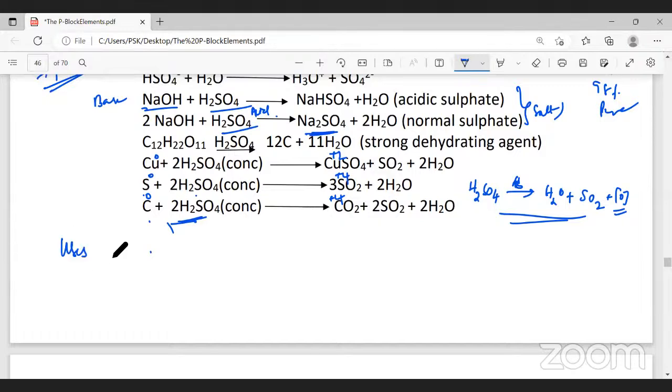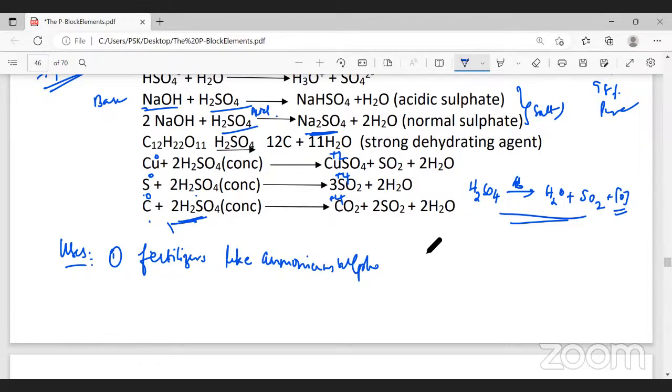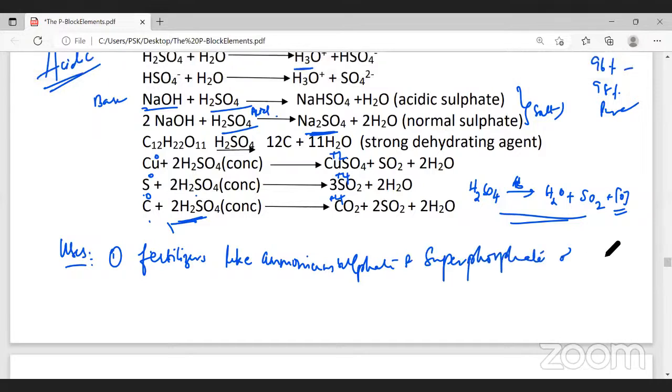Now, uses of sulfuric acid. Sulfuric acid is used in the manufacturing of fertilizers like ammonium sulfate and superphosphate of lime. These are fertilizers. Uses of sulfuric acid: manufacturing of fertilizers like ammonium sulfate and superphosphate of lime.